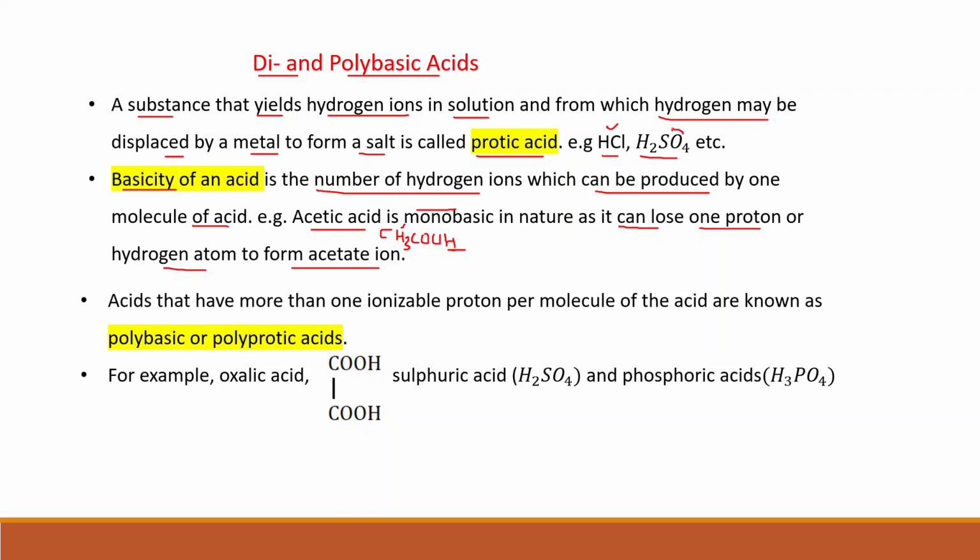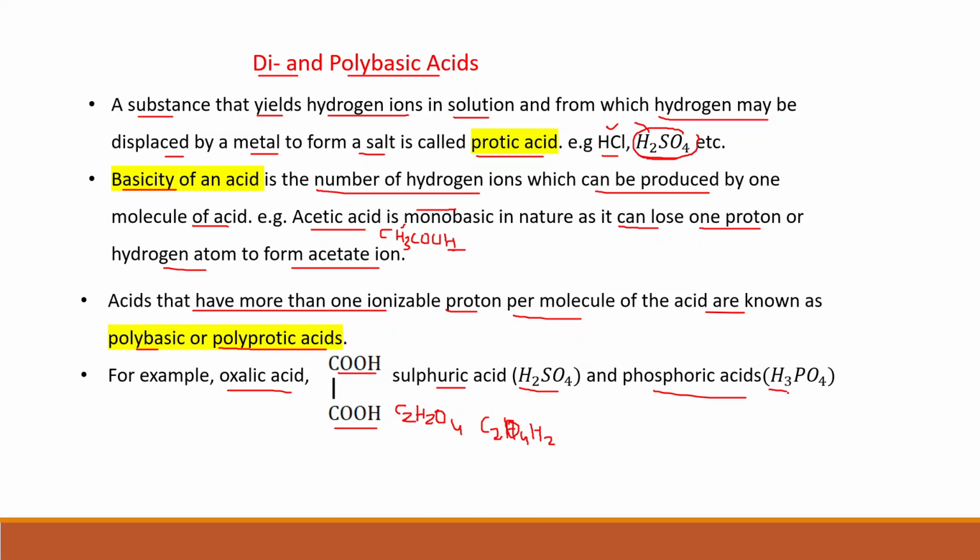If we consider H2SO4, this is a dibasic acid because these two hydrogens or two protons can be replaced. Acids that have more than one ionizable proton per molecule of the acid are known as polybasic or polyprotic acids. For example, oxalic acid, COOH, COOH. There is a bond between carbon-carbon. If we write its molecular formula, this is C2H2O4. Or you can also write this as C2O4 and H2.